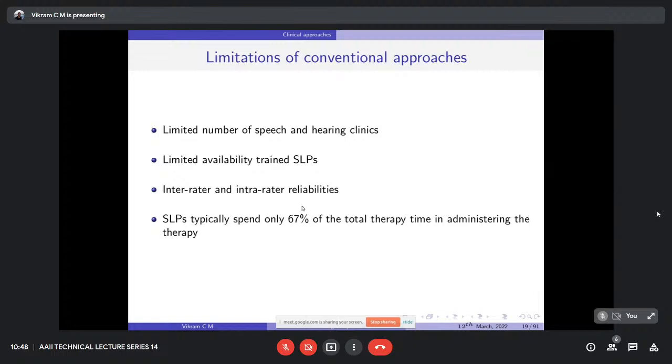And also there are a lot of variations. Since most of the time the person needs to listen to the speech signal and judge the type of disorder, different persons will come with different opinions. That's what we call inter-rater and intra-rater reliability being less in these conventional approaches. And one more thing is it takes a lot of patience and time for a speech language pathologist to come up with a good assessment or a good impression about the speech disorder.